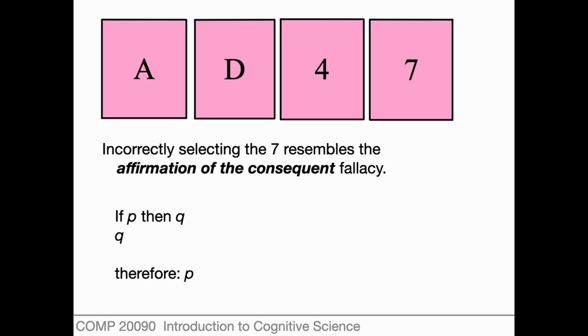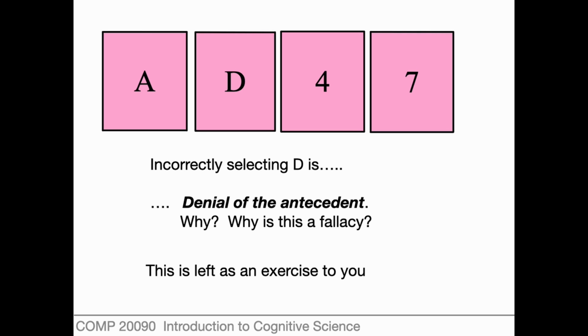However, the 2 logical fallacies also find representation here. If there's a vowel, then there's an odd number. There's an odd number, we don't actually care what's on the other side. There might be a vowel and there might not be a vowel, but that was not asserted. So this maps onto affirmation of the consequent. If there's a vowel, then there's an odd number. There's not a vowel, therefore we have absolutely nothing to say. So that's the last of the fallacies.